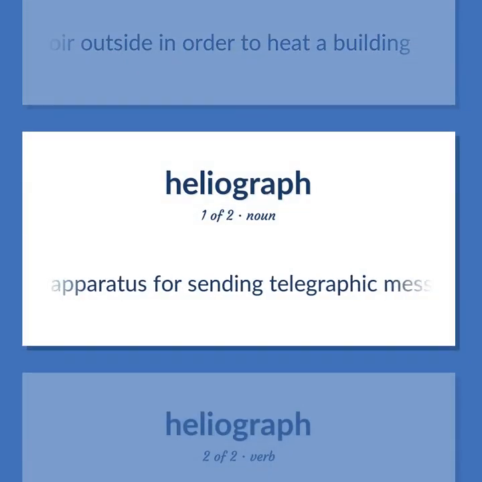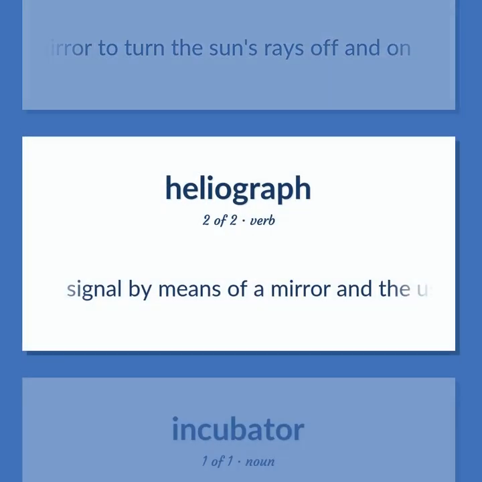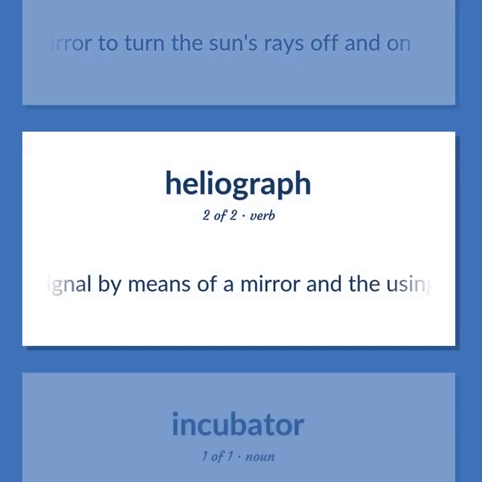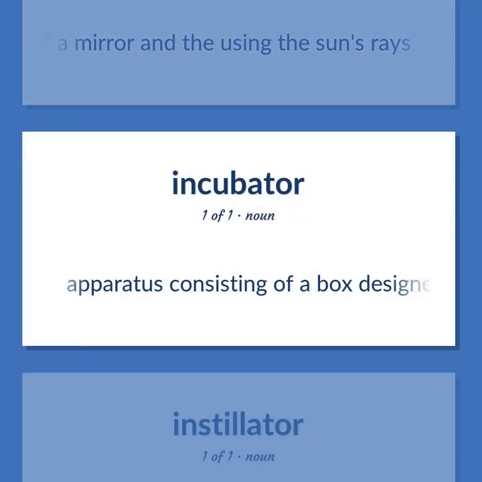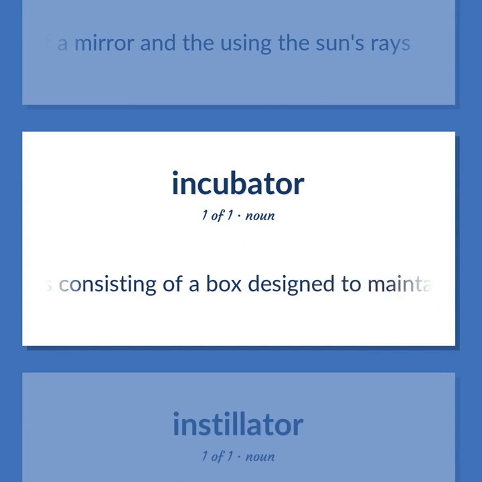An apparatus for sending telegraphic messages by using a mirror to turn the sun's rays off and on. Signal by means of a mirror and the sun's rays. Apparatus consisting of a box designed to maintain a constant temperature by the use of a thermostat, used for chicks or premature infants.